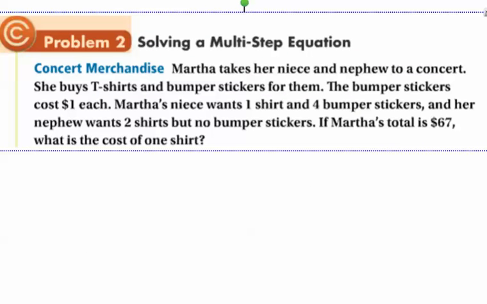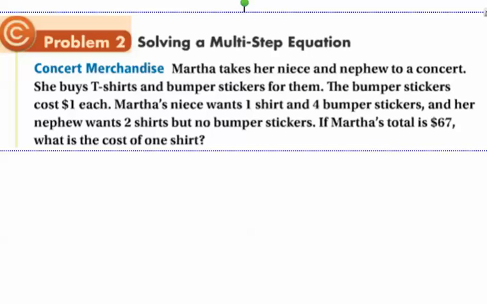Now this one's a story problem. It says Martha takes her niece and nephew to a concert. She buys t-shirts and bumper stickers for them. The bumper stickers cost $1 each. Martha's niece wants 1 shirt and 4 bumper stickers, and her nephew wants 2 shirts but no bumper stickers. If Martha's total is $67, what is the cost of 1 shirt?